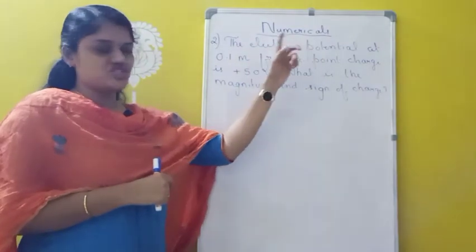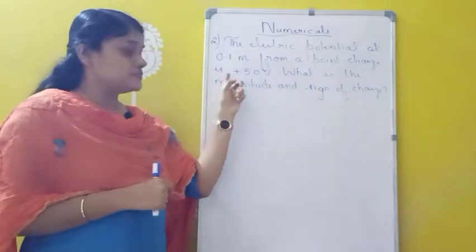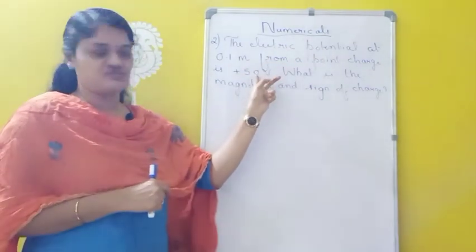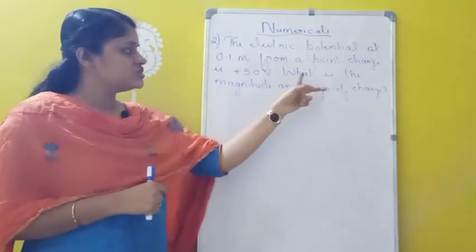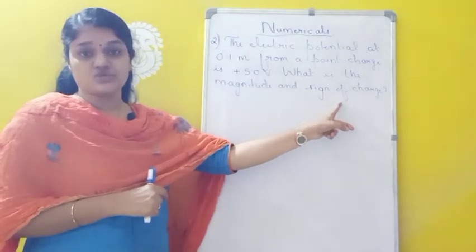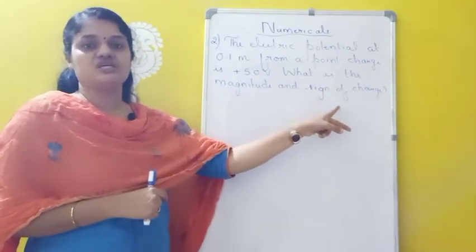Second problem. The electric potential at 0.1 meter from a point charge is plus 50 volt. So this electric potential is given as how much here? Plus 50 volt. And this distance is given as 0.1 meter. So what is the magnitude and the sign of the charge? We have to find the magnitude as well as the sign. Whether it is a positive charge or a negative charge, we have to find it.